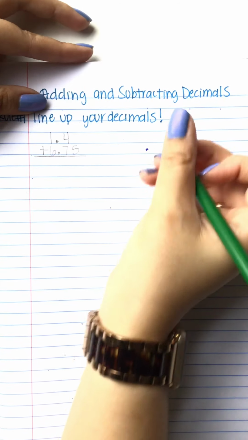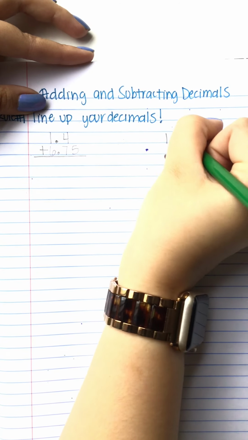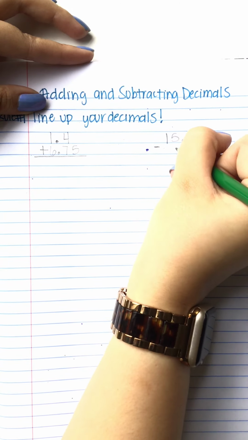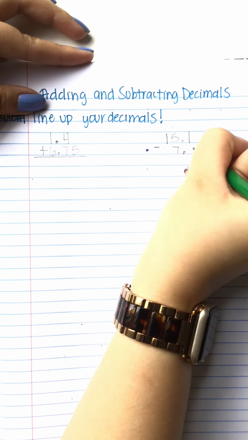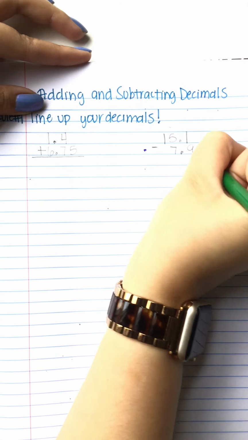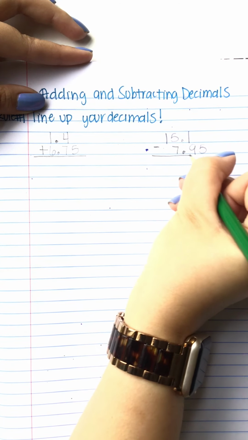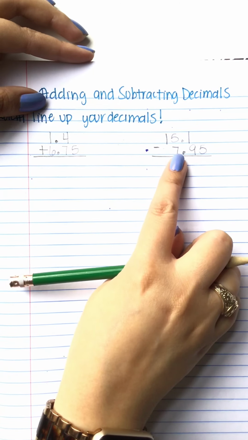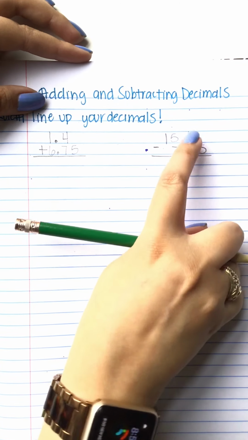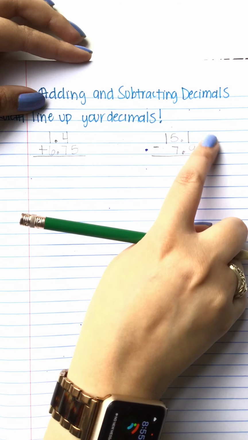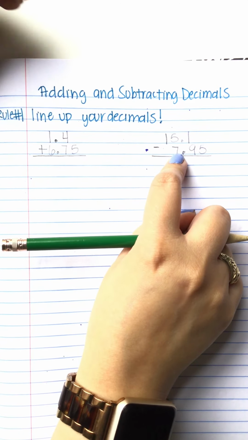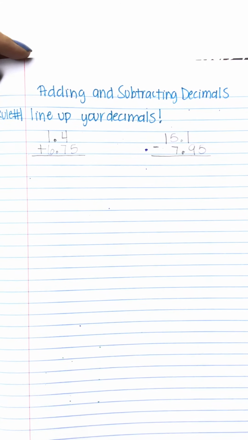For a subtraction problem, I can have a number like 15 and 1/10 minus 7 and 95/100. Once again, I made sure to line up my decimals. That helps me make sure that I'm in the same place value. If not, it's really easy to just put your numbers lined up and then have different place values. That will give you the wrong answer.